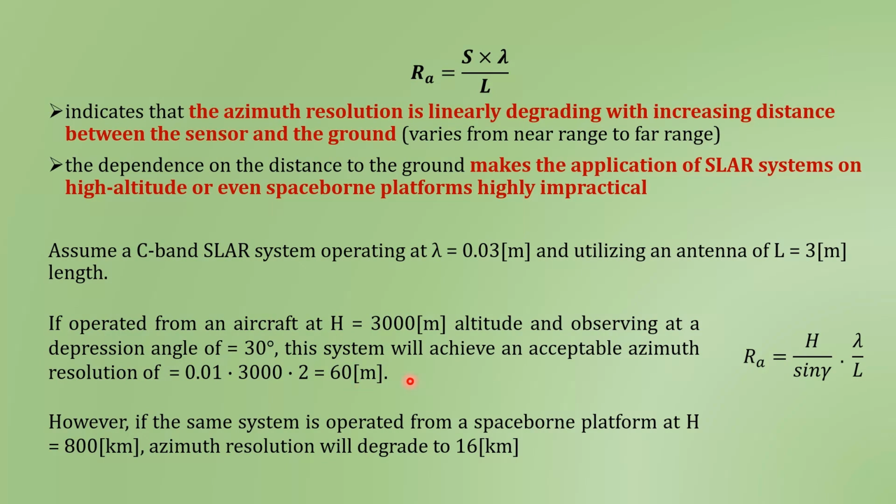Now the second condition is if the same system is operated from a spaceborne platform at a height of 800 kilometer. If we calculate using the same formula, where height is 800 kilometer and all the other values are nearly the same, the azimuth resolution is 16 kilometer. So we can see that because of the dependency on the distance to the ground, the azimuth resolution decreases as the height of the platform increases.